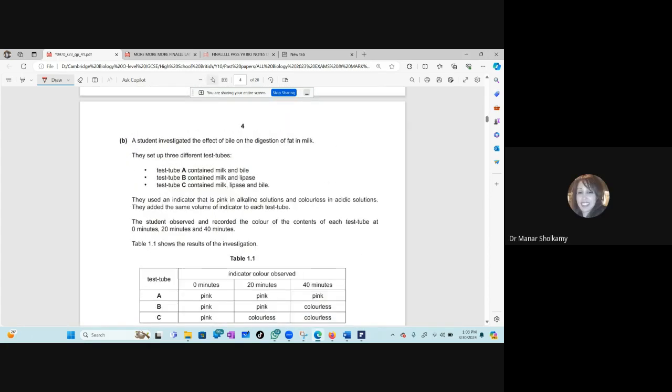Now, paper 4, don't be surprised if paper 4 gives you an investigation. They actually always give you an investigation. Okay? Let's read it together. A student investigated the effect of bile on the digestion of fat in milk. They set up 3 different test tubes. Test tube A contained milk and bile only. Test tube B contained milk and lipase enzyme only. And test tube C contained milk and lipase and bile. Now, before I move on, which test tube will show me the fastest digestion of fats? A, B, or C?